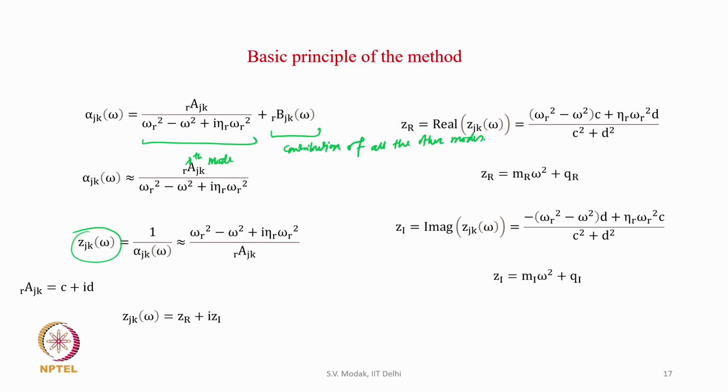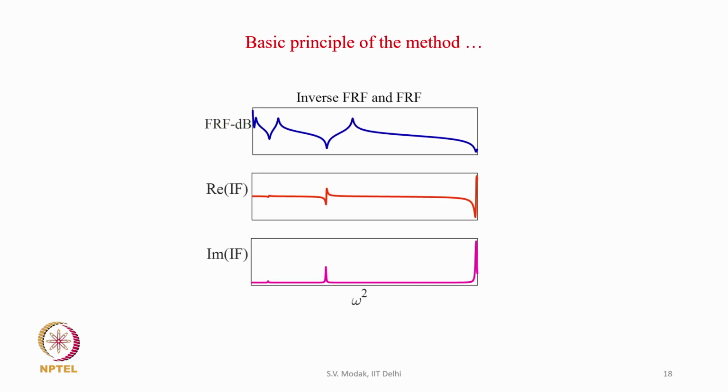Let us now look at the plot of ZR and ZI along with the FRF for a typical system to see their nature in a narrow frequency band around different peaks. You can see these are the plots. The first plot is the dB value of the FRF plotted on the y axis as a function of omega square. So, the frequency axis here is not omega, but omega square. There are resonant frequencies appearing in this plot. The second plot is the real part of the inverse FRF, that is the plot of ZR as a function of omega square. And the third plot is the imaginary part of the inverse FRF, which is the plot of ZI.